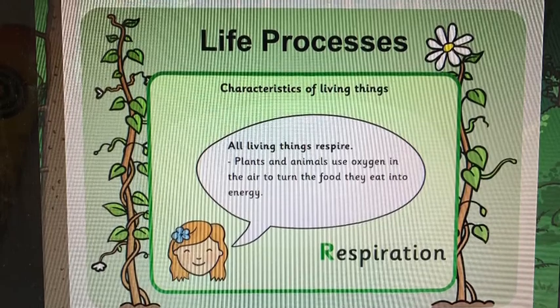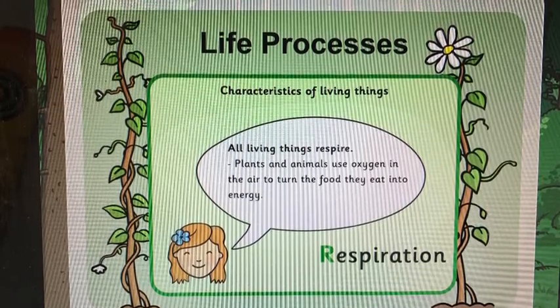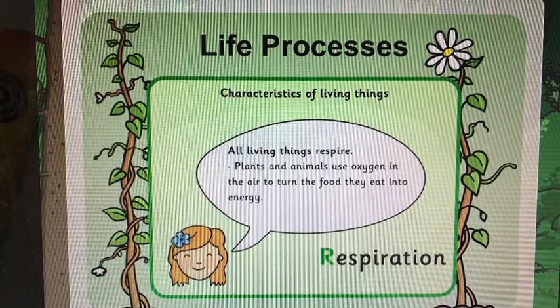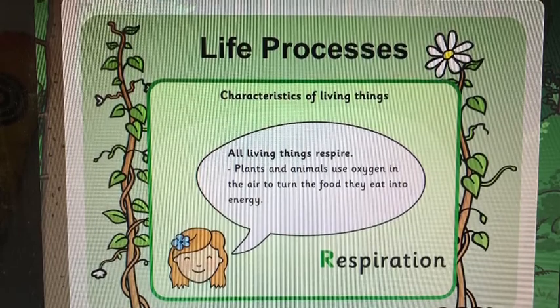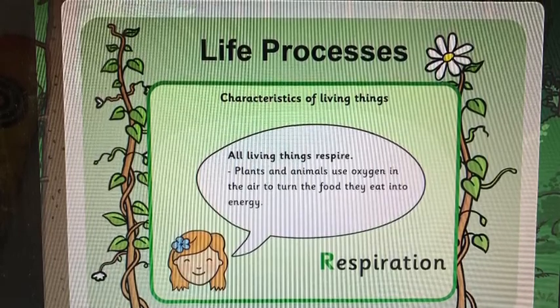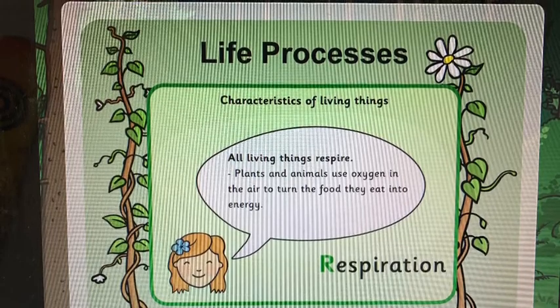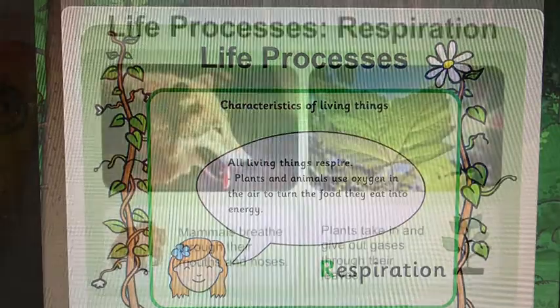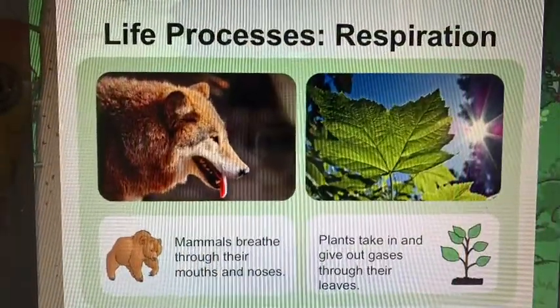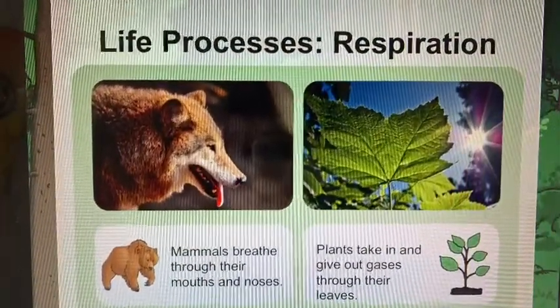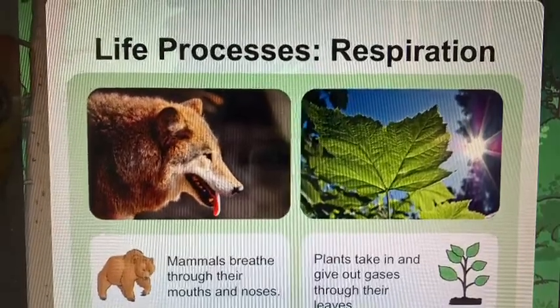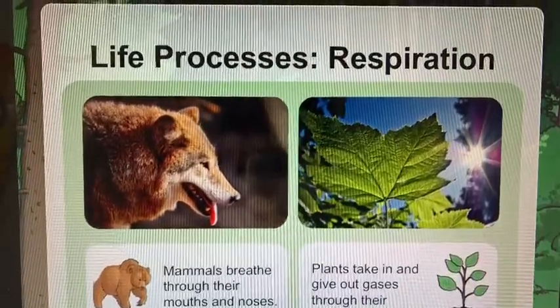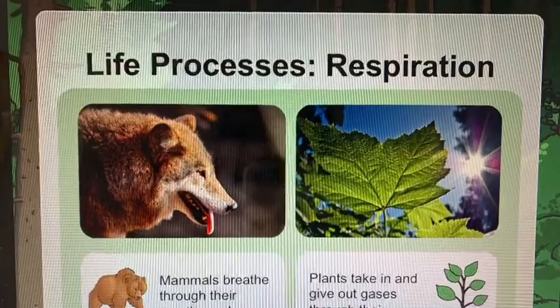Respiration. All living things respire. Plants and animals use oxygen in the air to turn the food they eat into energy. So respire is like breathing, using oxygen in the air to turn the food they eat into energy. Some examples of respiration. Mammals breathe through their mouths and noses, and plants take in and give out gases through their leaves.